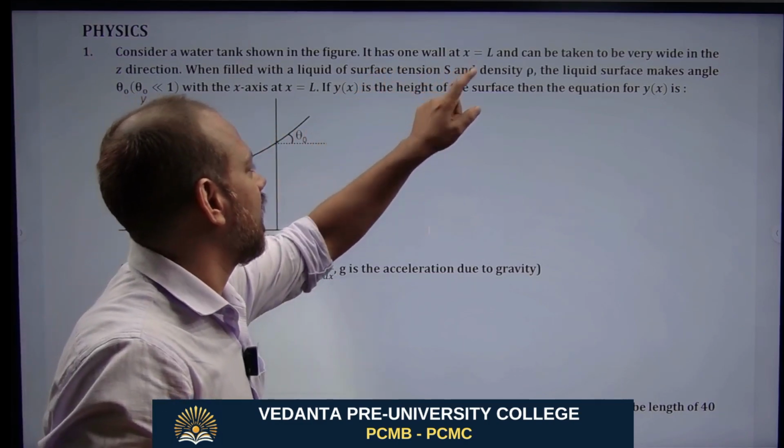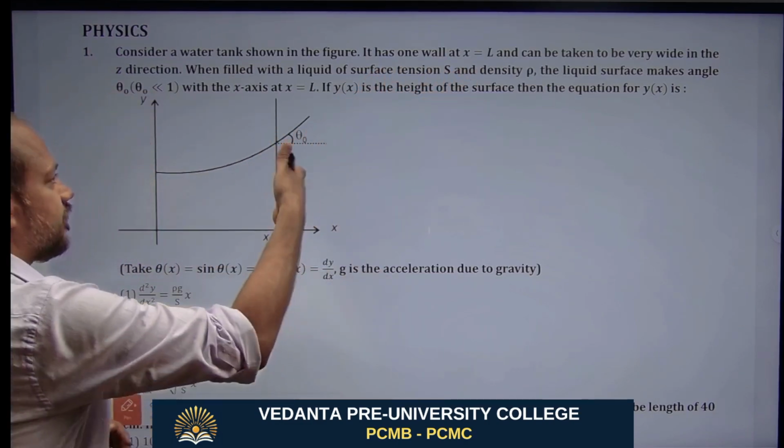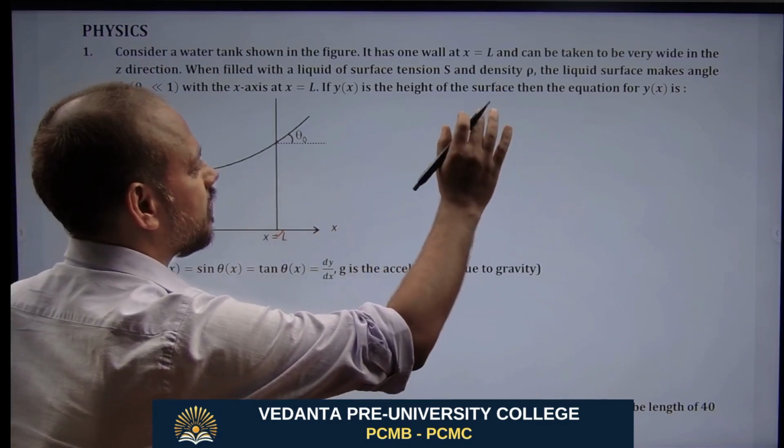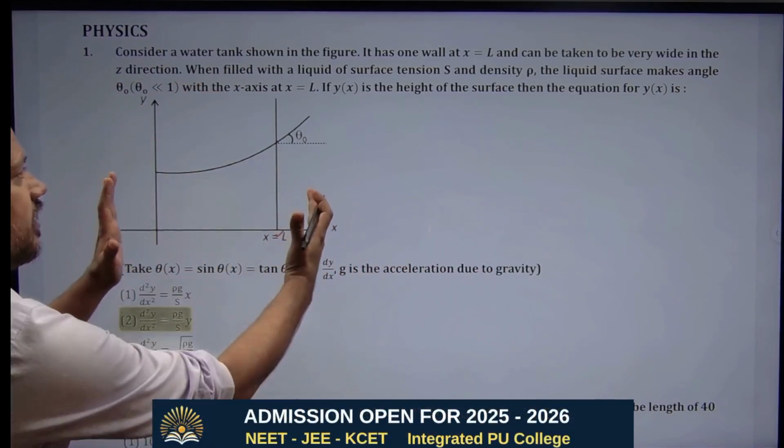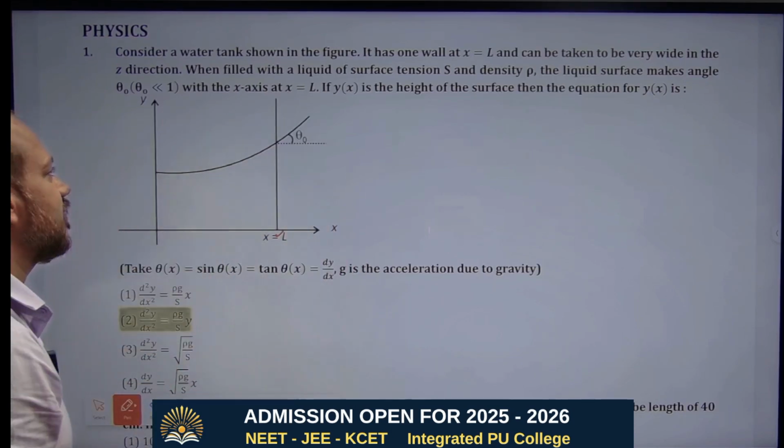It has one wall at x equal to L. So this is one wall. Then it can be taken to be very wide. You consider this to be very wide in the z direction.